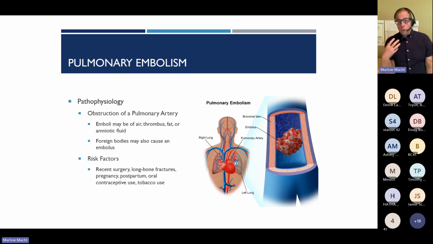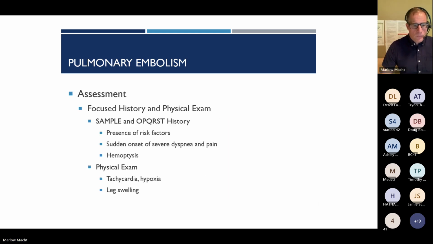Risk factors for a thrombus are anything that increases your coagulability. So any immobilization, surgery, trauma, pregnancy and postpartum increases your coagulation. Oral contraceptives increase the risk, and tobacco use increases the risk as well. So gathering the risk factors can help alert you to the possibility.